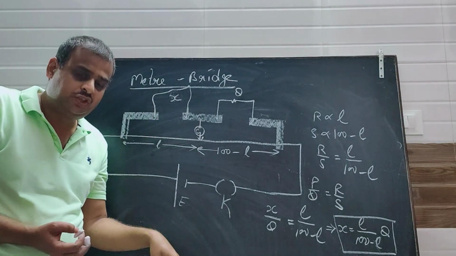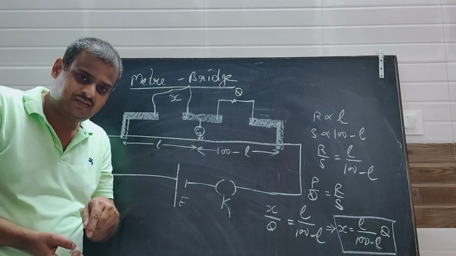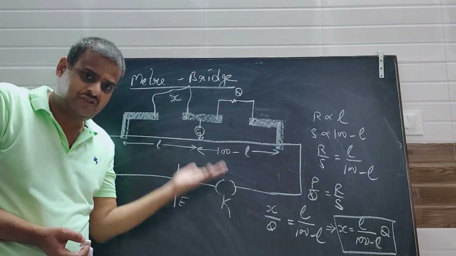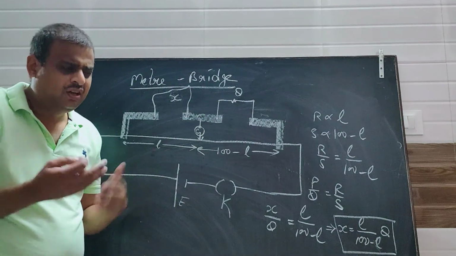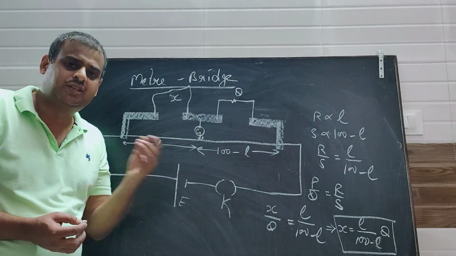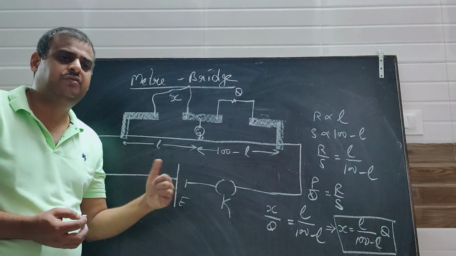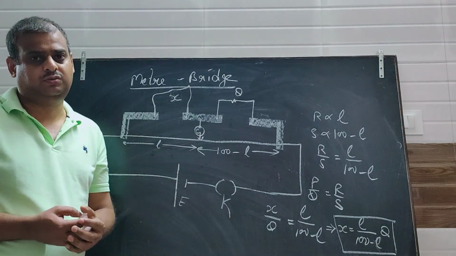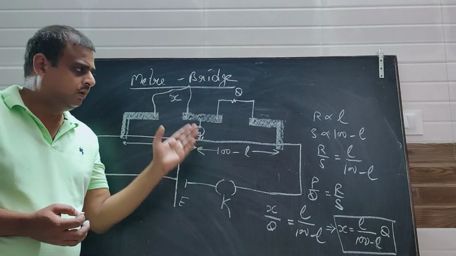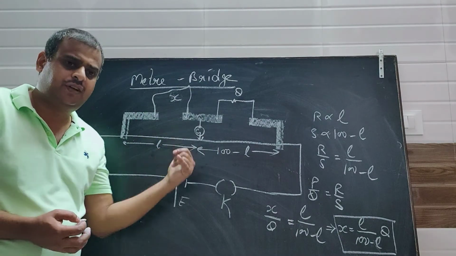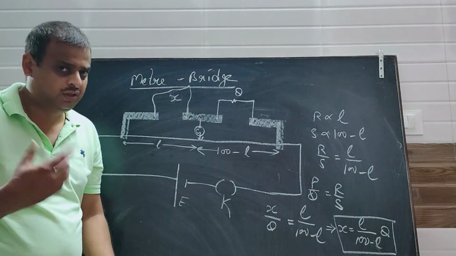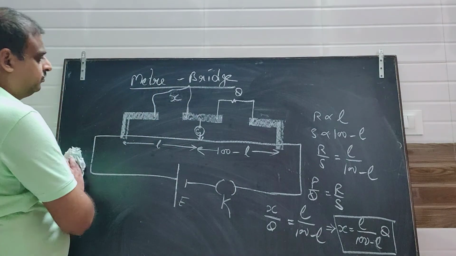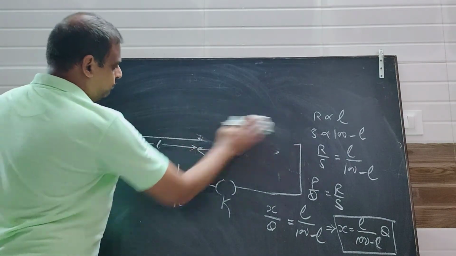So what can a meter bridge measure? The resistance of an unknown wire and its resistivity. We can also use it for unknown temperature. You can find out the value of resistance at different temperatures, compare them, and also find out the temperature. Okay, next is potentiometer.